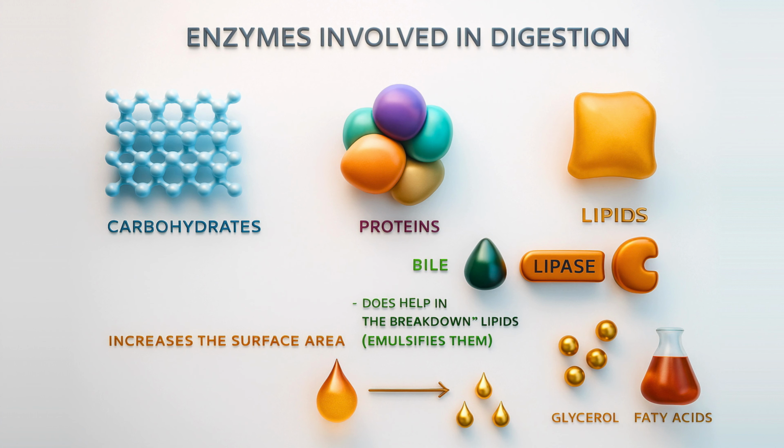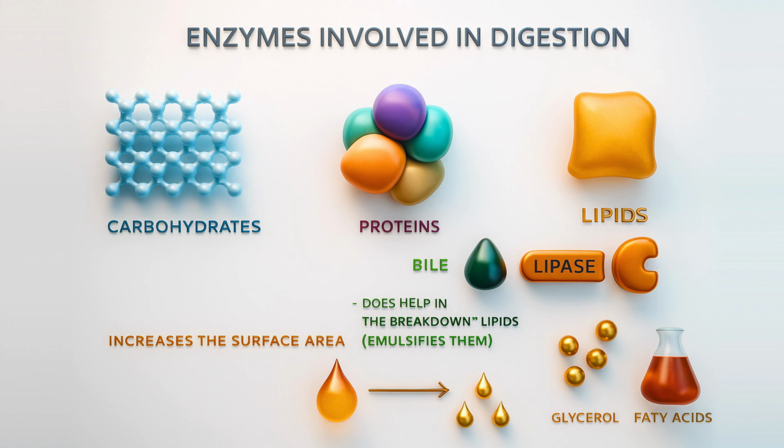In addition to lipase, the digestion of lipids is helped by a substance called bile. Bile is not an enzyme, but plays a critical supporting role. It is produced by the liver and stored in the gallbladder, and it helps by emulsifying fats, which means breaking large droplets of fat into many smaller droplets. This increases the surface area available for the lipase enzymes to work on, making the breakdown of lipids more efficient and quicker.